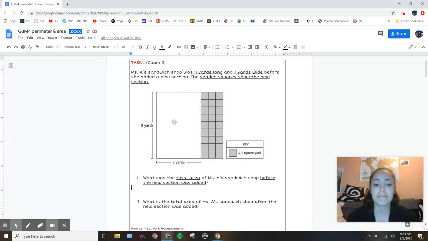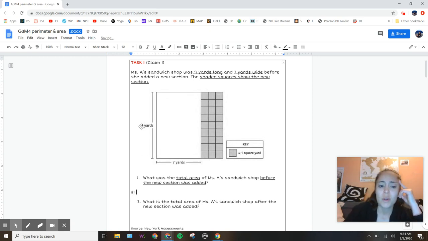So, okay, 9 times 7. If I don't know 9 times 7, there are so many different ways. So I'm going to use the finger method, okay? So I have 1, 2, 3, 4, 5, 6, 7, 8, 9. So my answer is 81. So I know the area of the shop before the new section was added was 81. So I would type that right there.